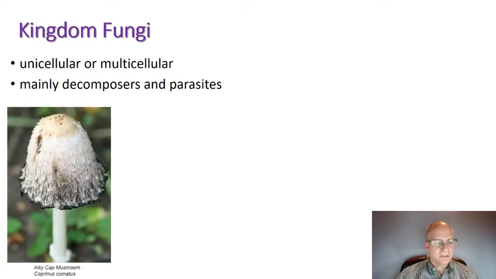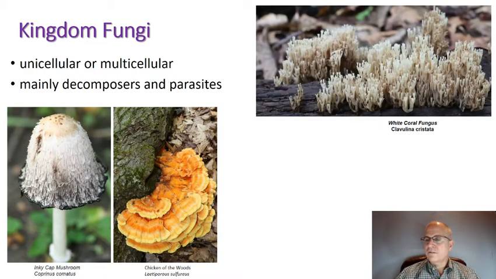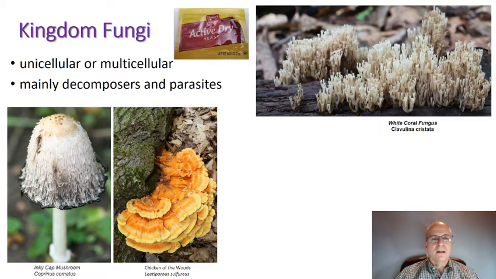So some examples of a decomposer would be this inky cap mushroom, the really colorful chicken of the woods fungus, the white coral fungus that you see here. These are all decomposers. Here's a package of yeast that I took out of my pantry. This is also, I don't know if you'd consider it a decomposer, but it uses sugars in order for these unicellular organisms to grow. So they're more free living.